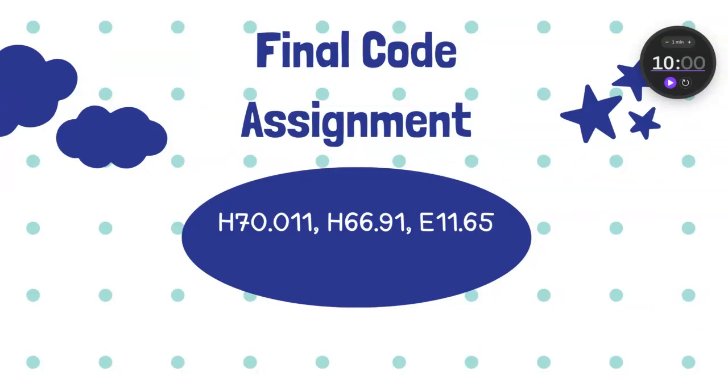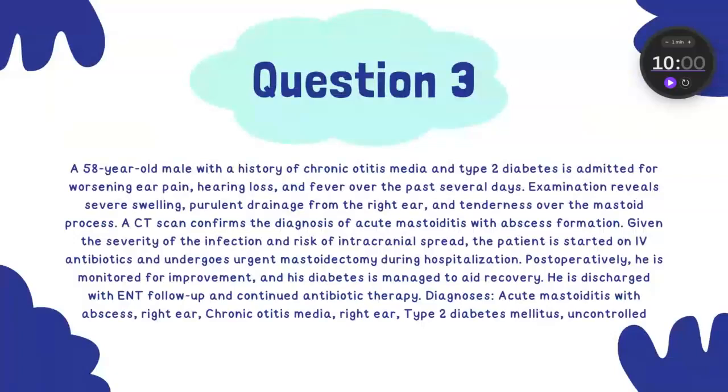All right, so I'm in the tabular and category H70.0 says acute mastoiditis, abscess of mastoid. And let me go back to the scenario. So it was acute. H70.011 is a subperiosteal. So let's see what the scenario says. Did it say subperiosteal? Acute mastoiditis with abscess, right ear. Let me go back to the top of the scenario.